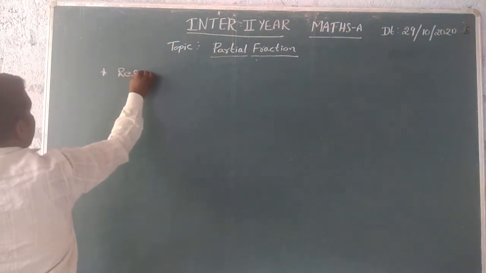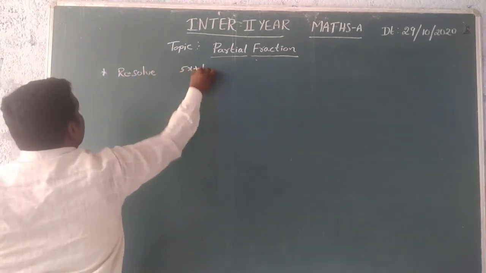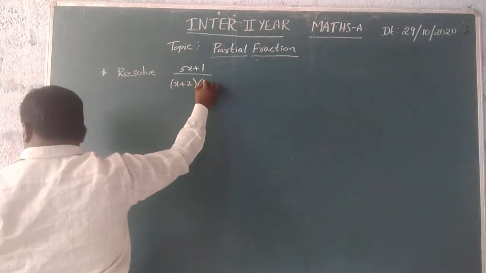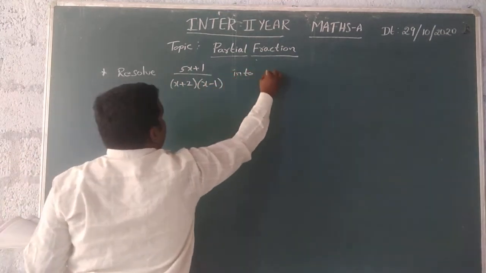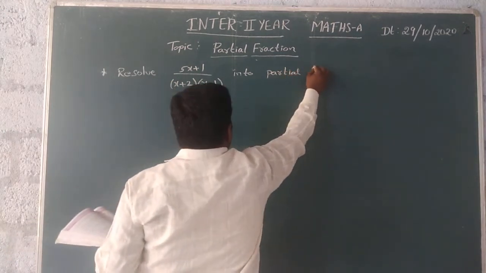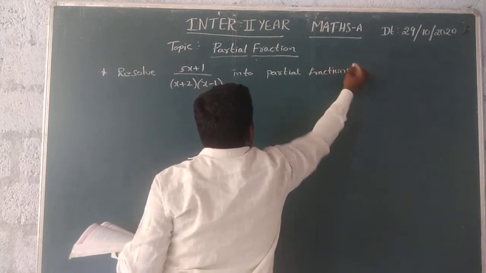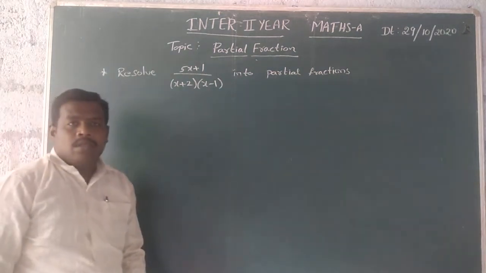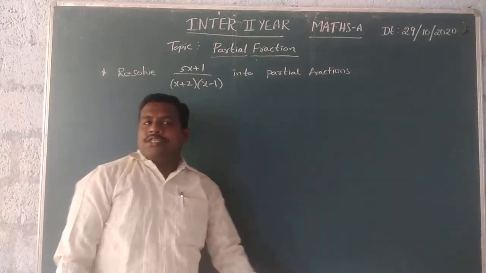Resolve 5x plus 1 by x plus 2 of x minus 1 into partial fractions. So this fraction can be reduced into partial fractions.